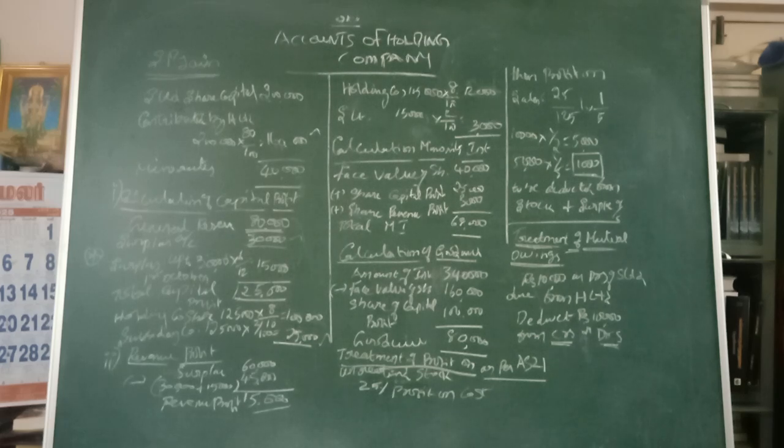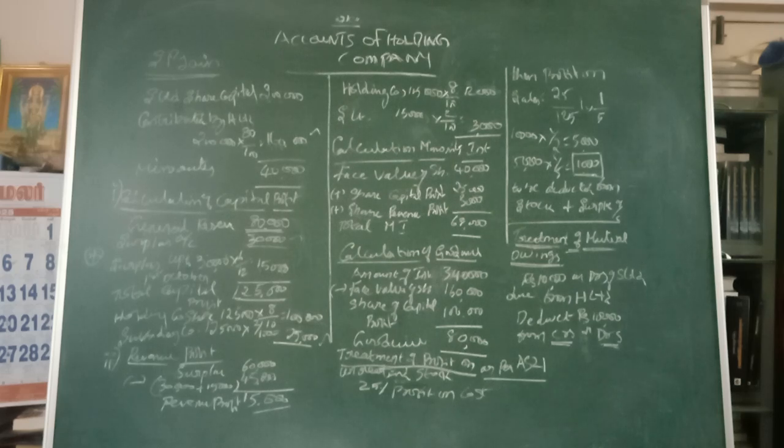Okay, then the calculation of goodwill. How to take the goodwill? Amount of investment minus the face value of the shares contributed by the holding company. Here the face value comes to 1,60,000. Then the share of capital profit, which we already calculated and apportioned between the holding and the minority, comes to 1 lakh rupees. In the first part we have the workings, that is working note number 1. So 1 lakh 60,000 plus 1 lakh, against 3 lakh 40,000, the goodwill comes to 80,000.